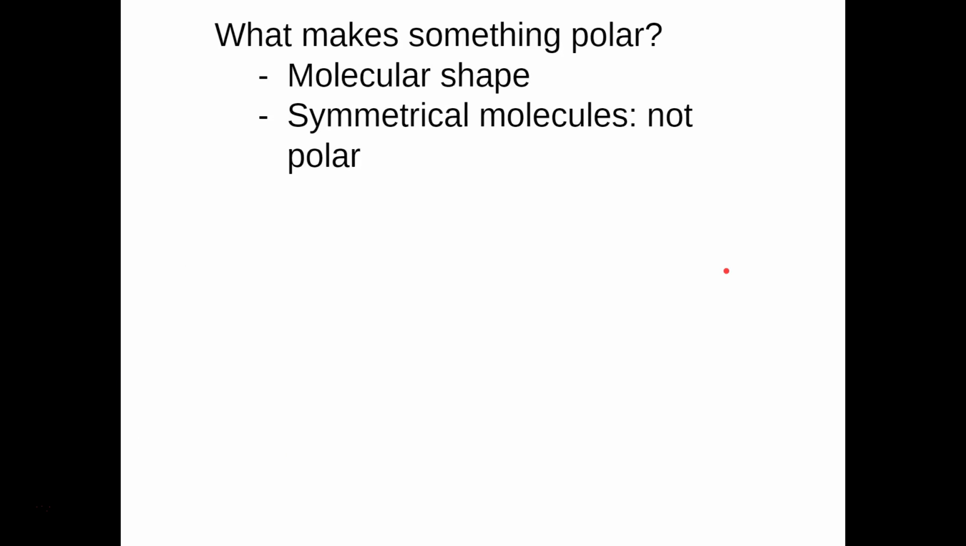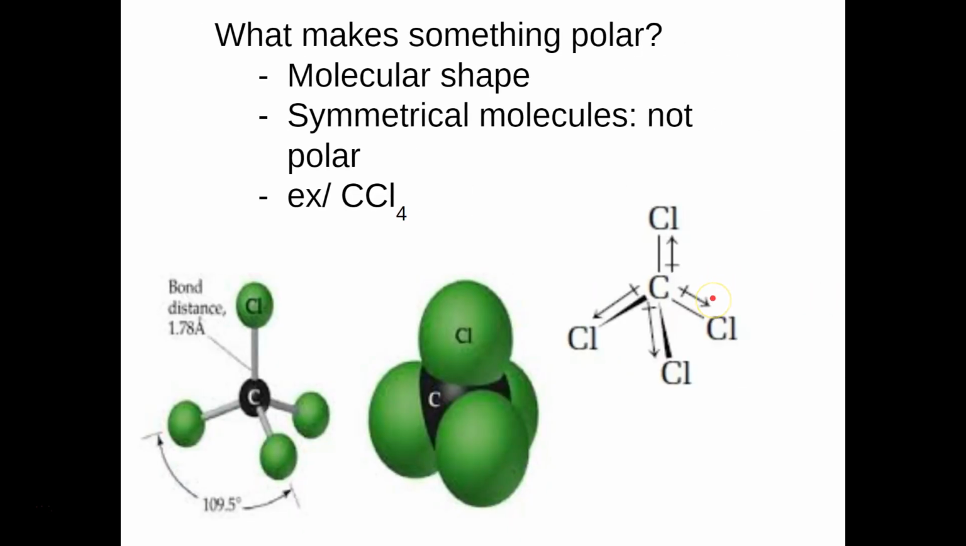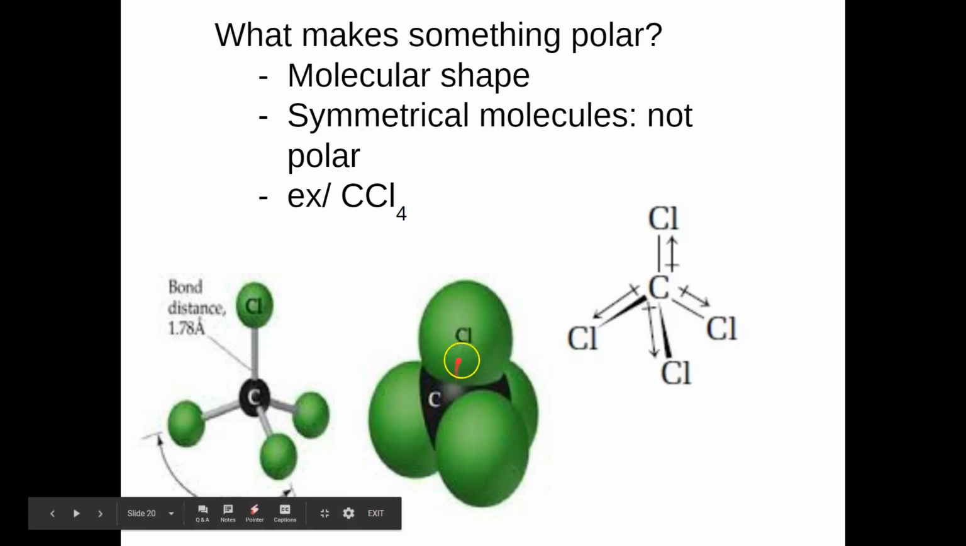So molecular shape also comes into play here. If something is symmetrical, it tends to be nonpolar. So here is CCl4, and chlorine is much more electronegative than carbon. So keep in mind what that means. Chlorine is going to be pulling all of those electrons away. But CCl4 winds up not being very polar because the chlorines are pulling electrons away from the carbon equally.